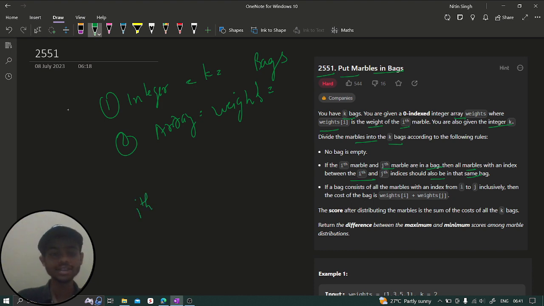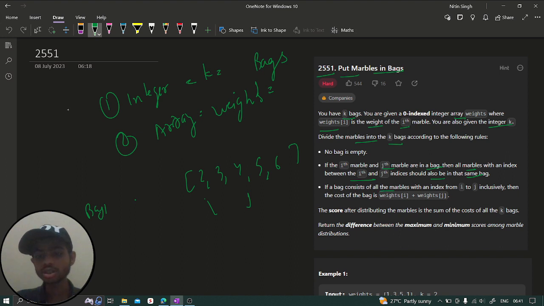If the ith marble and jth marble are in the bag, then all the indexes between these should also be in the same bag. Let me give an example. Let's say we have 2 3 4 5 6. If we put 2 and 4 in the same bag, let's say bag 1, then this 3 should also go in bag 1 only. It should not go in bag 2 or bag 5. So that means if i and j are put in the same bag, then all the indexes between i and j should also be present in the same bag.